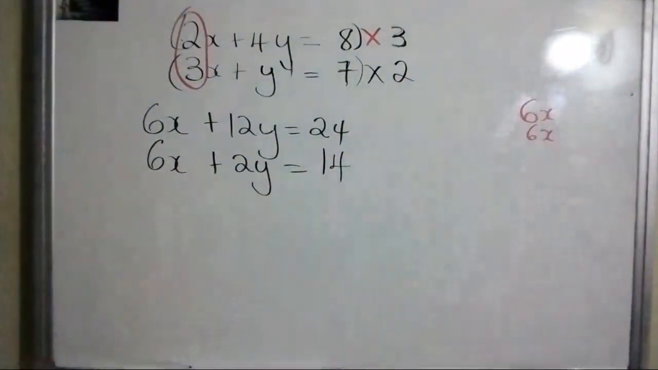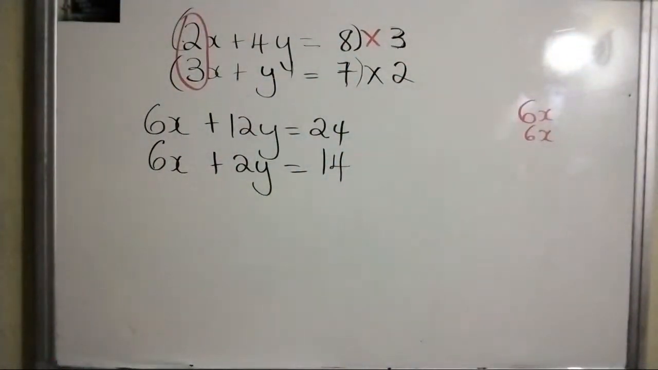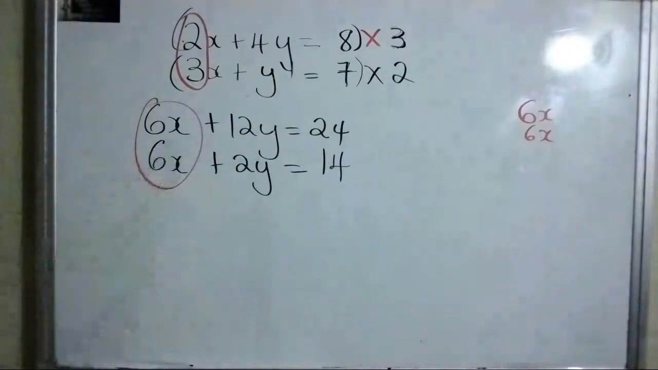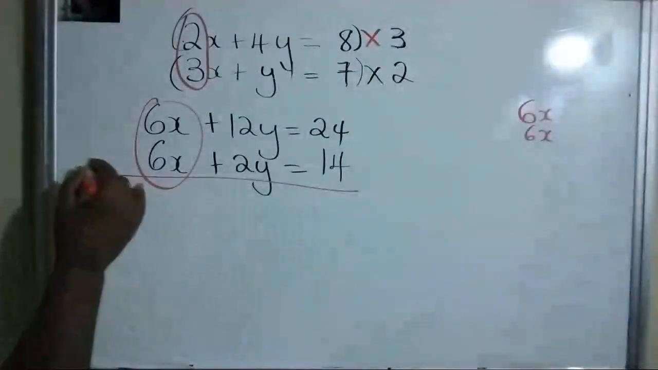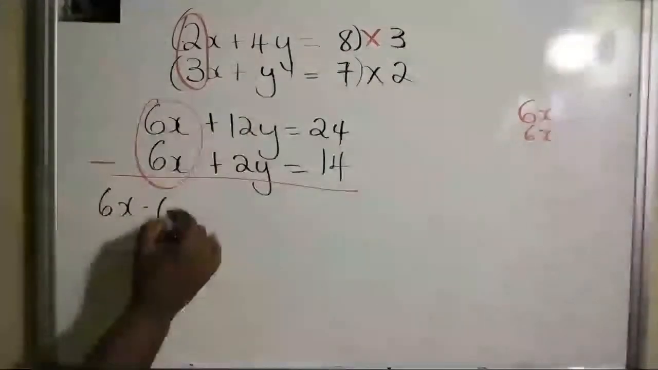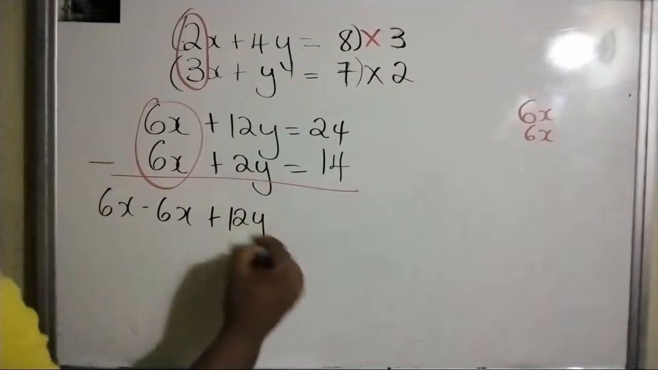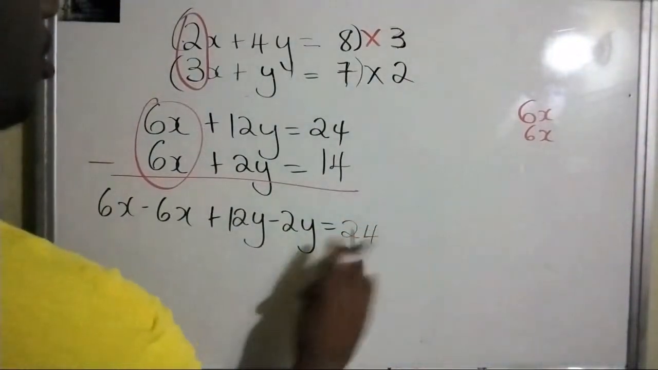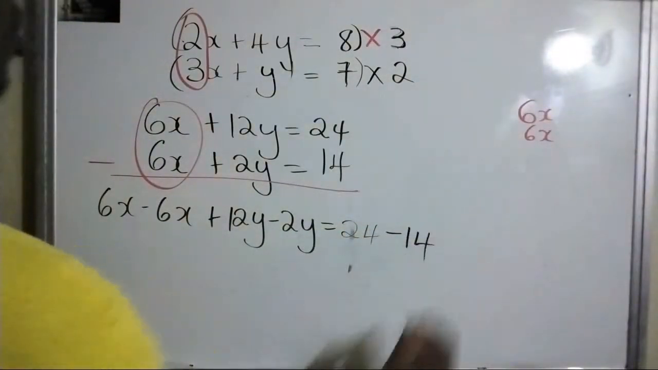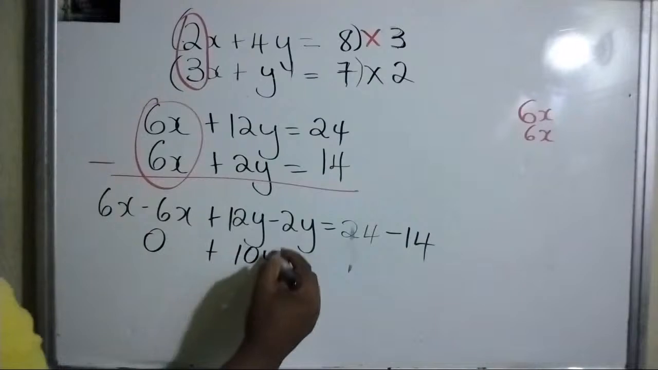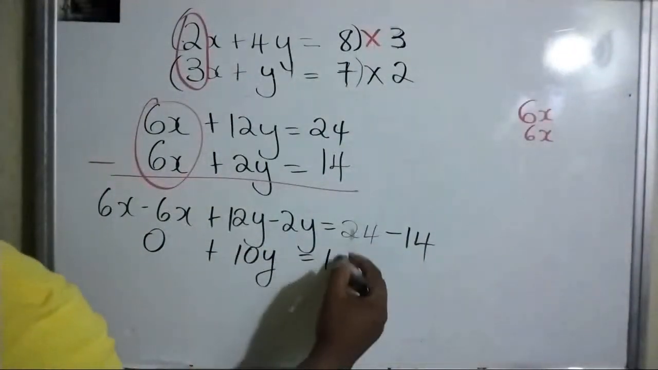Notice I multiply everything by 2, not just one number. Now the coefficient is the same, we can put a sign. Both of them positive, we can subtract. When the signs are the same, we subtract. When they are different, we add. So 6x minus 6x plus 12y minus 2y is equal to 24 minus 14. Notice I put minus for all. So that's a 0, and this gives us 10y. 12 minus 2, and 24 minus 14 is equal to 10.